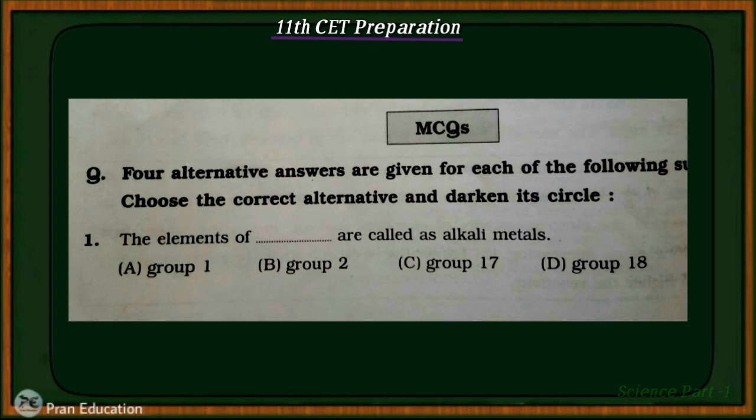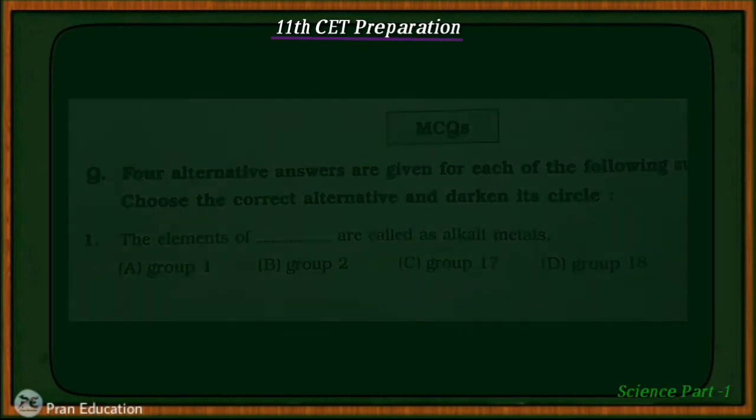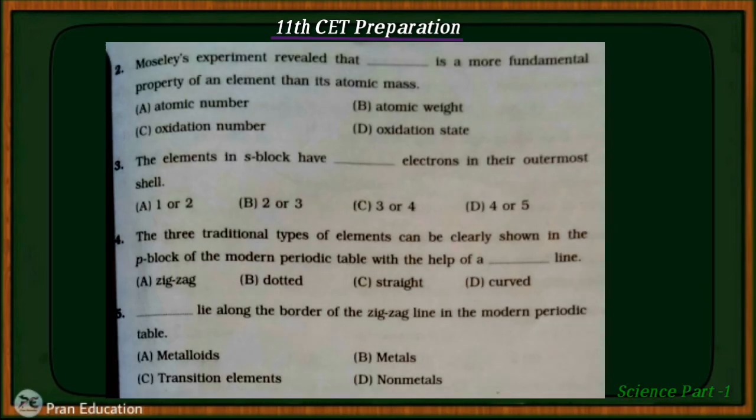First, the elements of dash are called alkali metals. Options: A. Group 1, B. Group 2, C. Group 17, and D. Group 18. The correct option is A, Group 1. Second, Moseley's experiment revealed that dash is a more fundamental property of an element than its atomic mass.